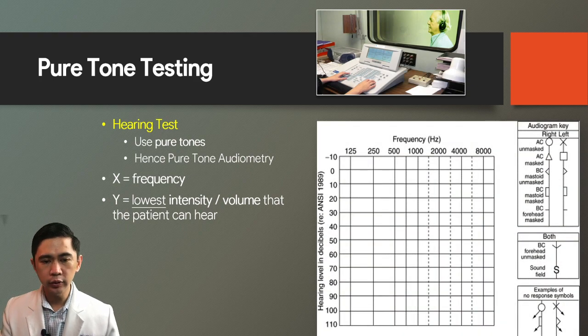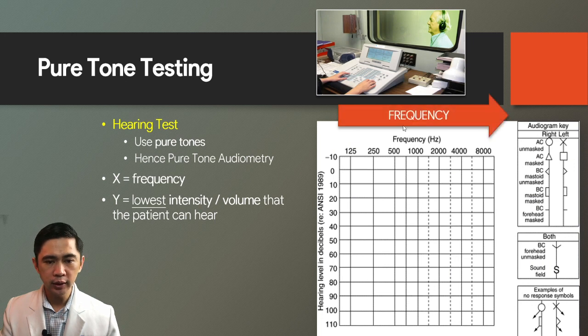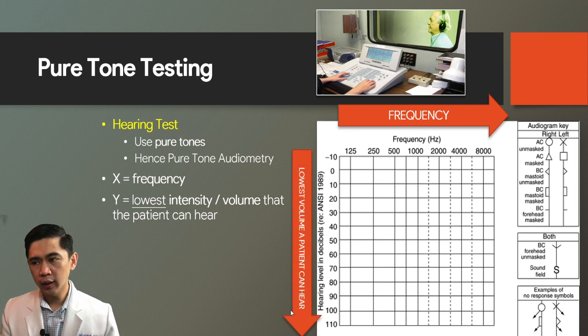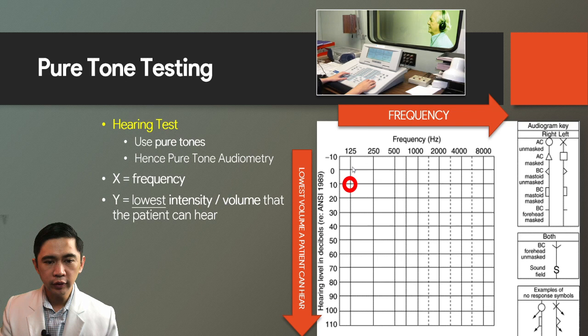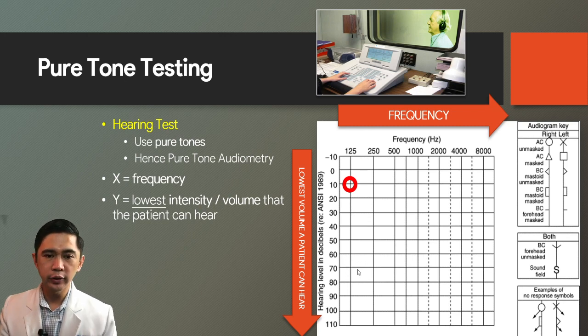So this is a typical audiogram. This is represented by the frequencies, lower frequencies and the higher frequencies, and this is represented by the level or the amplitude. If the patient can hear at volume 10 on the 125 Hertz, so the audiologist will plot it here. It means that the patient can hear very well because at very low volume, he can still hear the sound. Contrast that when a patient hears the sound at a higher volume, which means he can only hear that tone when the volume is that high, meaning he has some kind of hearing loss because he needs a higher volume in order to hear the sound.